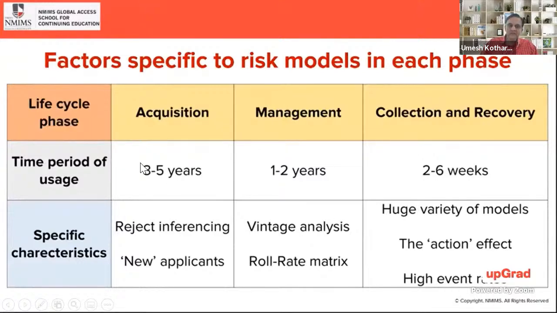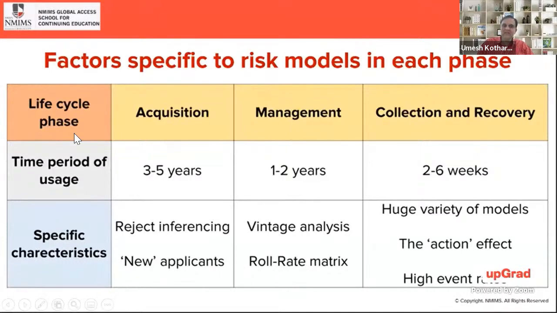The models for these are as follows. At the acquisition stage, the model horizon is about 3 to 5 years. At the management stage, the time period of usage is about 1 to 2 years. And in recovery, you're going to use a time period of 2 to 6 weeks. You can't say, look at the last 5 years, what has happened. So that is the time period reference that you want to use in your model to come up with the target variable.